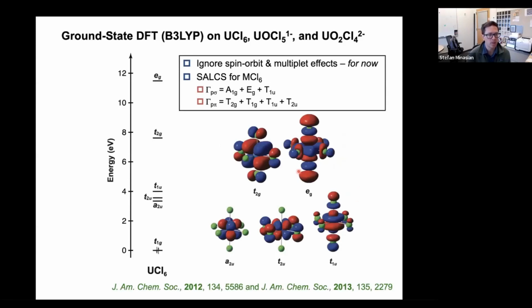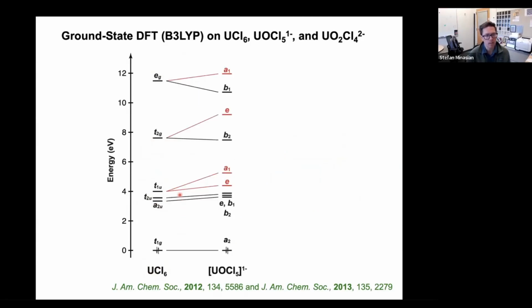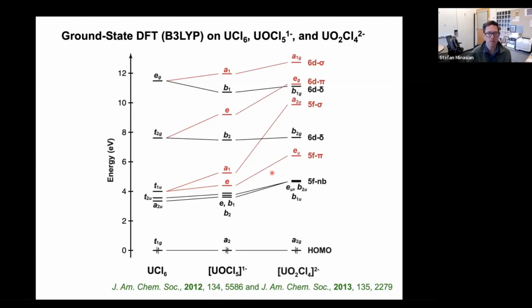So this is the molecular orbitals for simple octahedral uranium hexachloride. We have the eg and t2g that we would expect for the d orbitals, and then here are the f orbitals in octahedral symmetry, which split into t1u and t2u sets, and then the non-bonding a2u set. Now, if we replace one of those chlorides with an oxo, what happens is that we're going to split these orbitals and destabilize the ones that are involved in bonding with the oxygen ligand. And so I've highlighted those orbitals here in red. And then if we replace an additional chloride with another oxo, we'll further destabilize those orbitals again.